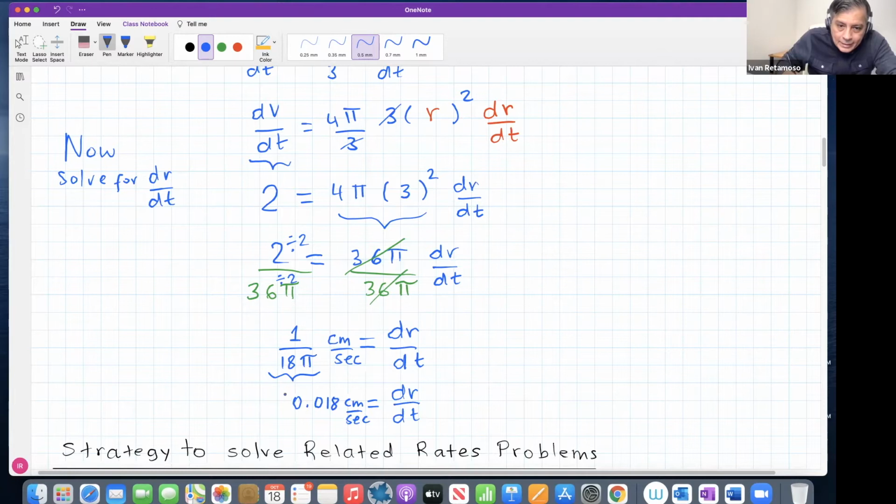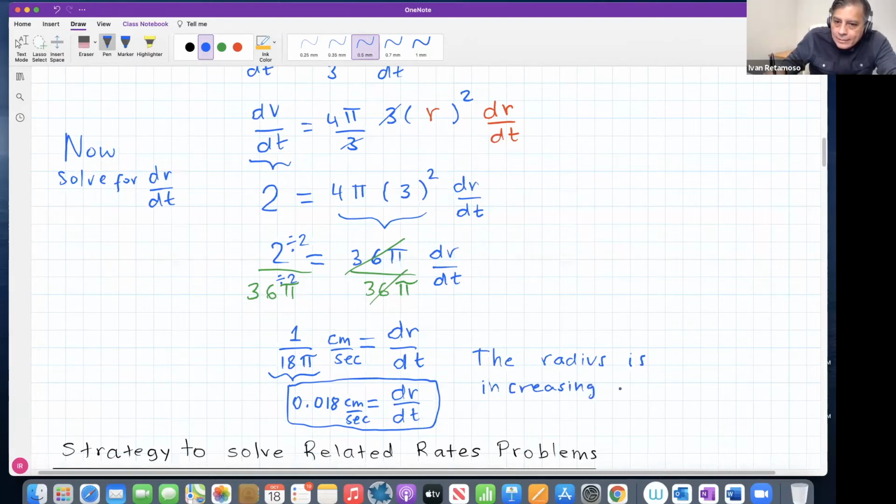So you can say, as a conclusion, that the radius is increasing, right? Positive rate of change. Increasing at this rate of 0.018 centimeters per second, right? At that rate. Positive rate means increasing.